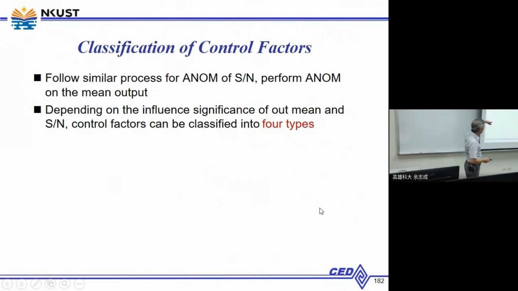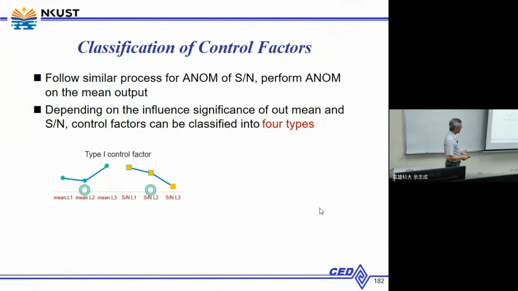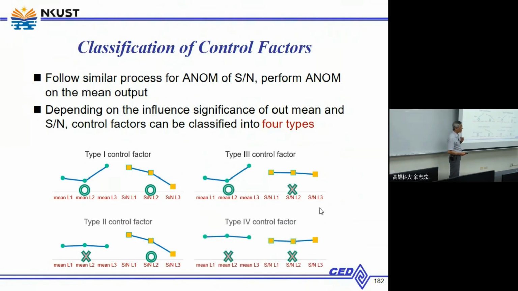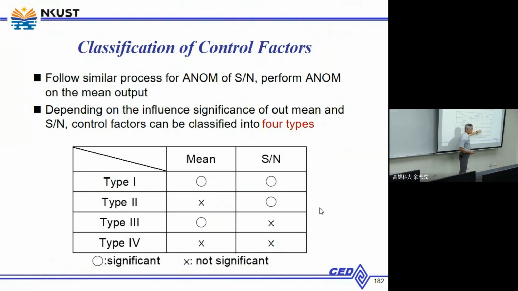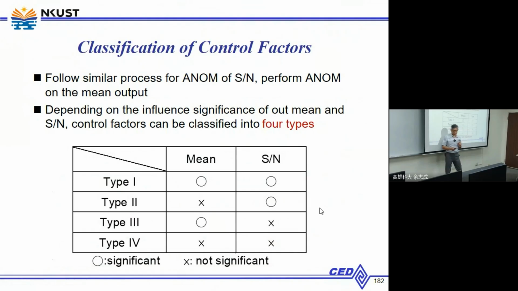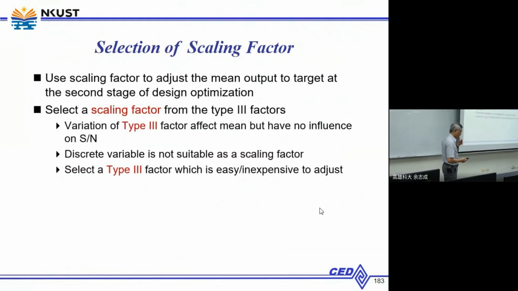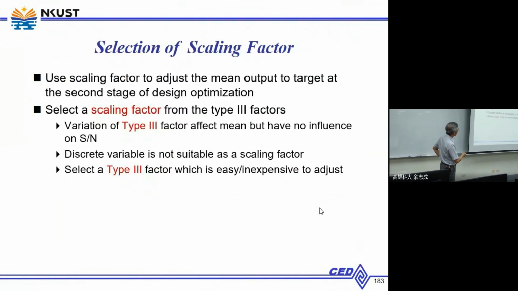And this is how we classify the control factors. As I have already shown you, we can classify the control factors into 4 categories. And we are looking for the third category, because in the third category, that control factor will affect the mean, but will not affect the SN ratio. So that's how we choose the scaling factor at the second stage optimization. And this is how we select the scaling factors.